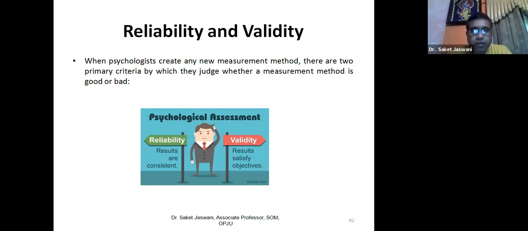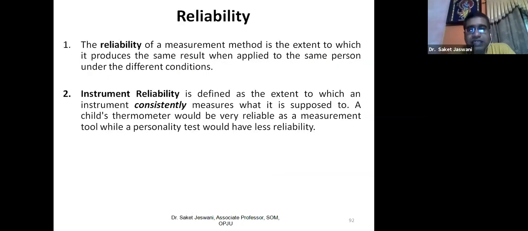Reliability is the extent to which a method produces the same result when applied to the same person under different conditions. If a questionnaire is given to me in the morning, I respond in a particular manner, and the same questionnaire is given to me in the evening after working for 8 hours in my office, I am exhausted and under stress, and I respond in a different mood. Whether I am giving the same responses or not, the same person. If the responses are different, your questionnaire is not reliable; there's an issue of reliability. If you get similar responses in any condition, it is known as reliability. So you can rely on your questionnaire. It should measure the same thing consistently.